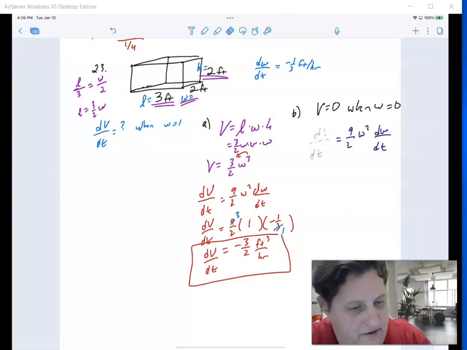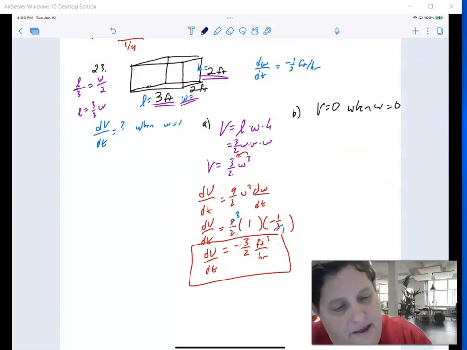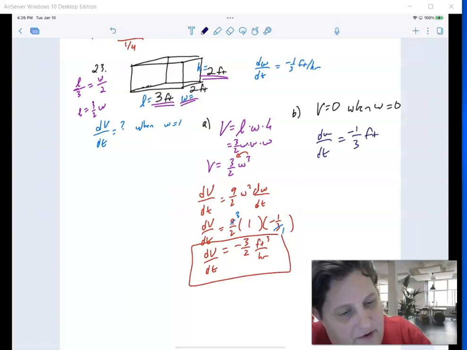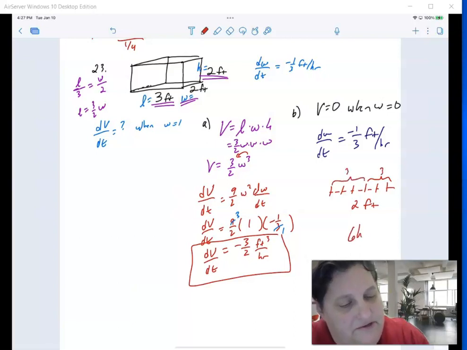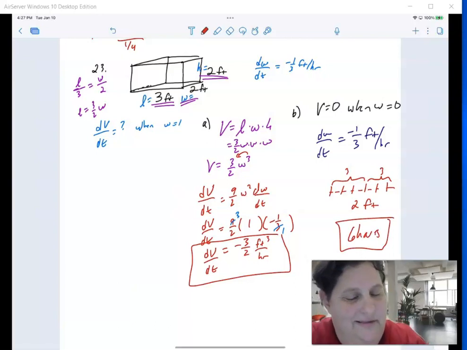Actually, I'm sorry, I'm totally overthinking this. The width is melting at a rate of 1/3 foot per hour, and right now the width is 2 feet. So how long does it take 2 feet to decrease by a third? 1/3, 1/3, 1/3 takes 3 hours, and then 1/3, 1/3, 1/3 takes another 3 hours. So it would take a total of 6 hours. That's just kind of thinking about it. I don't love that question.